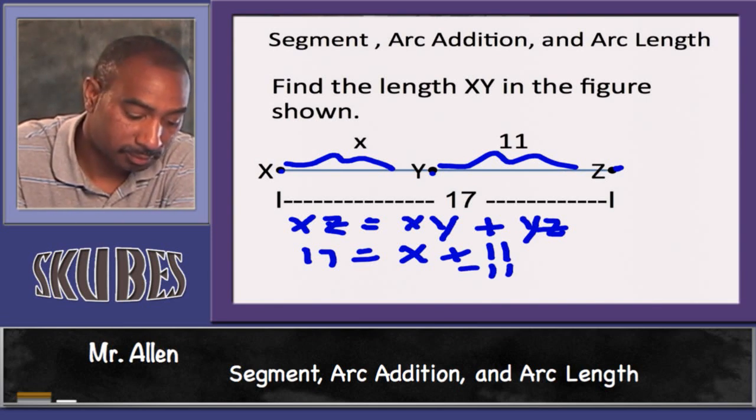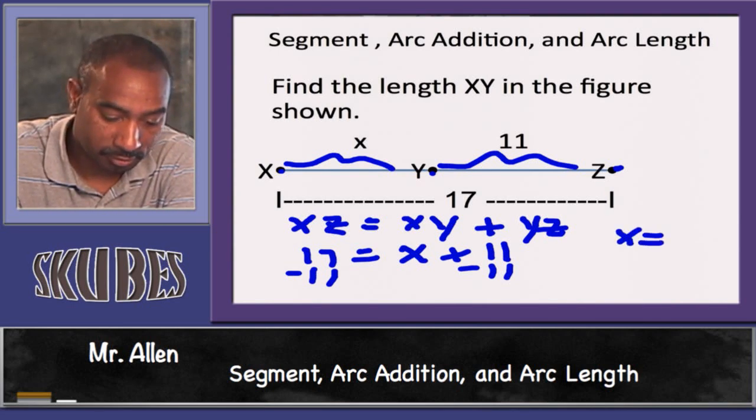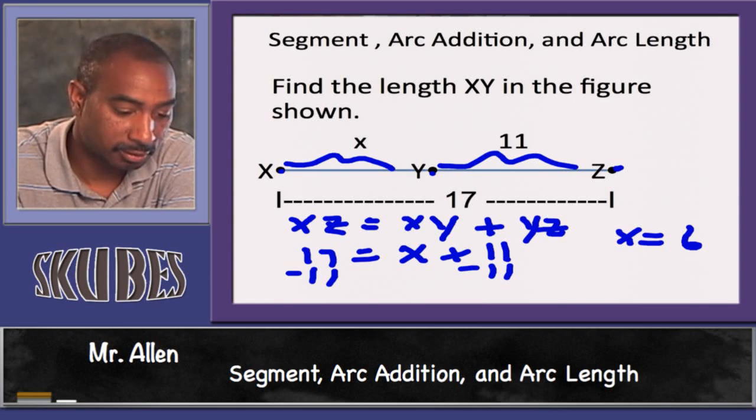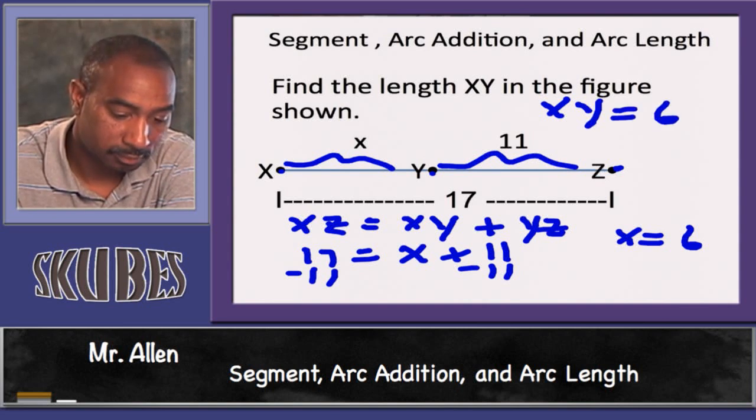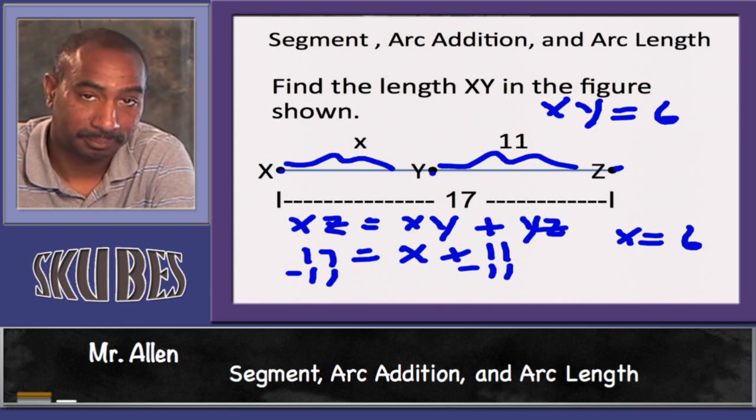And if you solve this, you get X to be 6, which means that the length of XY must be 6. And it's always good to check: 6 plus 11 has to be 17.